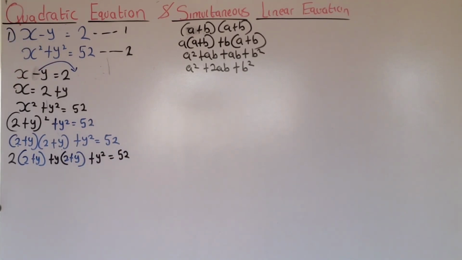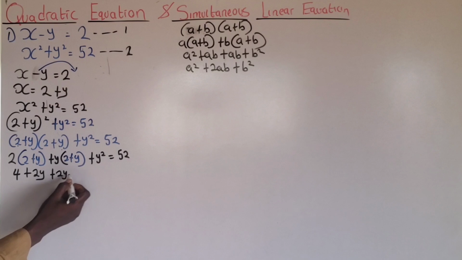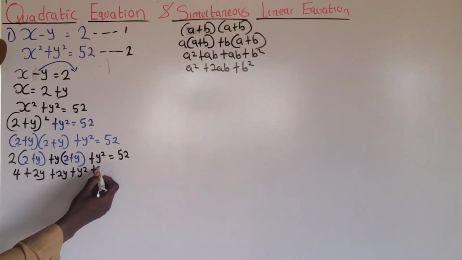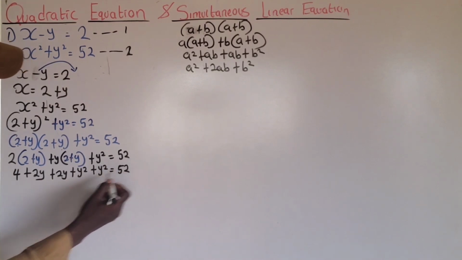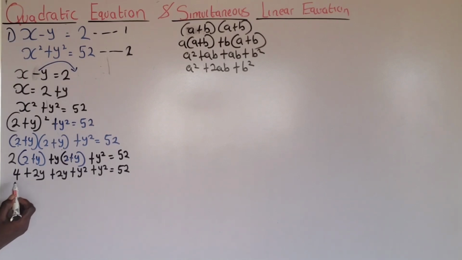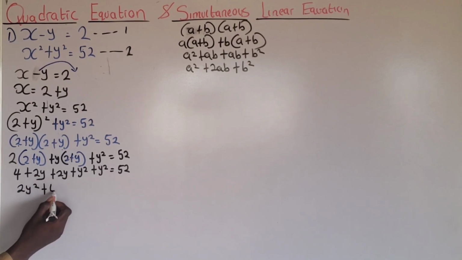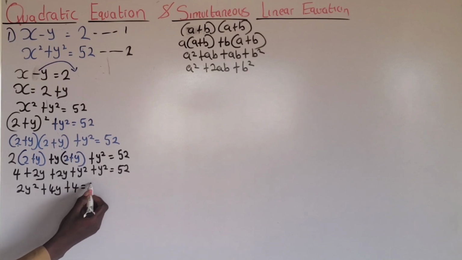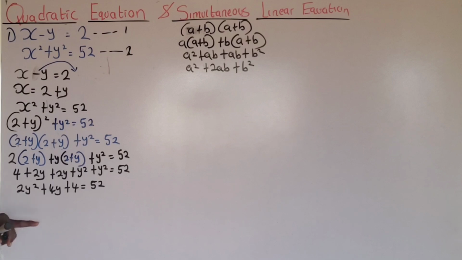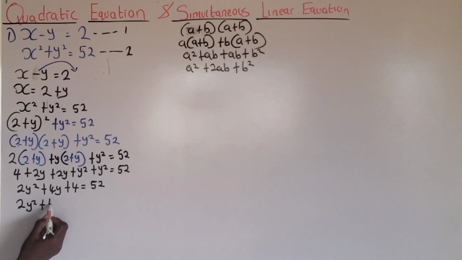Okay, so let us proceed. I have 4 plus 2y plus 2y plus y squared plus y squared equals 52. Let us collect like terms. y squared plus y squared is 2y squared, and 2y plus 2y is 4y. So we have 2y squared plus 4y plus 4 equals 52. Now you can see that we have a quadratic equation. Let us proceed: 2y squared plus 4y.